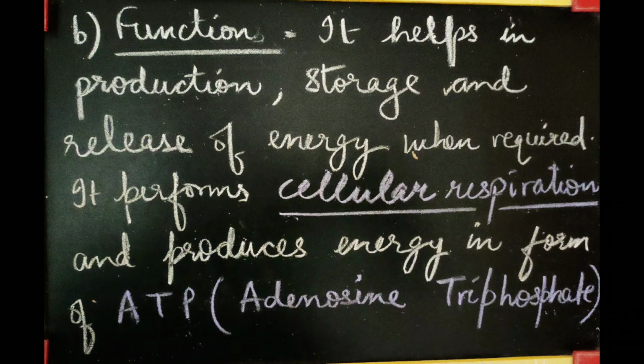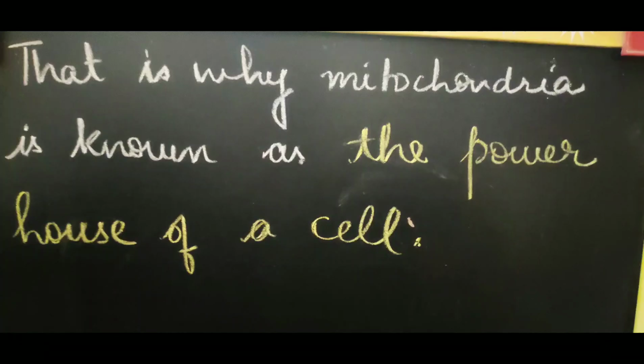So the function of mitochondria is that it helps in production, storage and release of energy when required. It performs cellular respiration and produces energy in the form of ATP, that is adenosine triphosphate. That is why mitochondria is also known as the powerhouse of a cell.